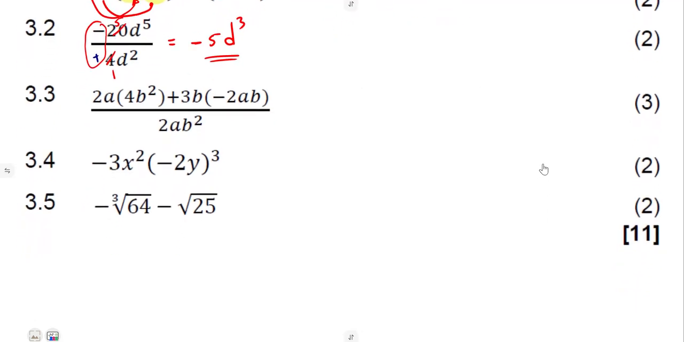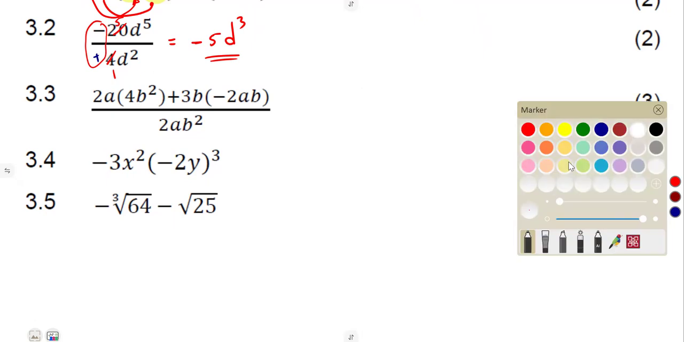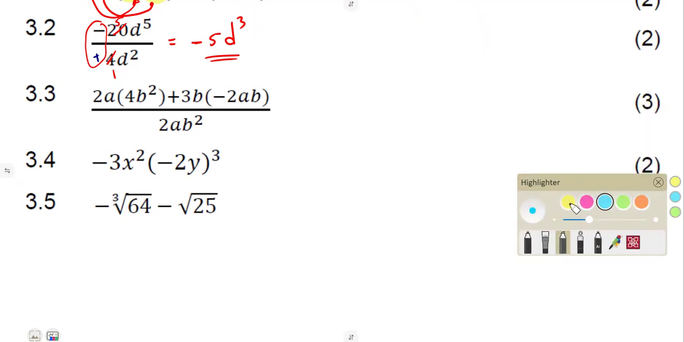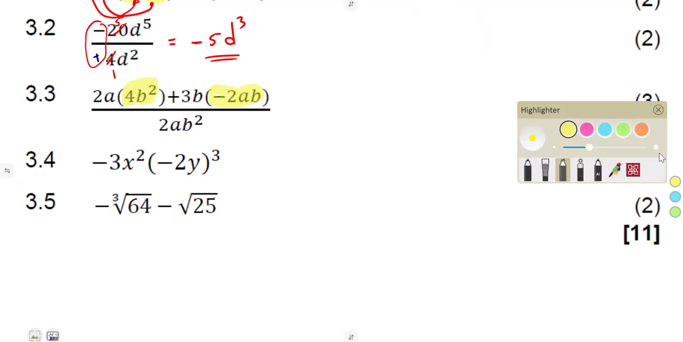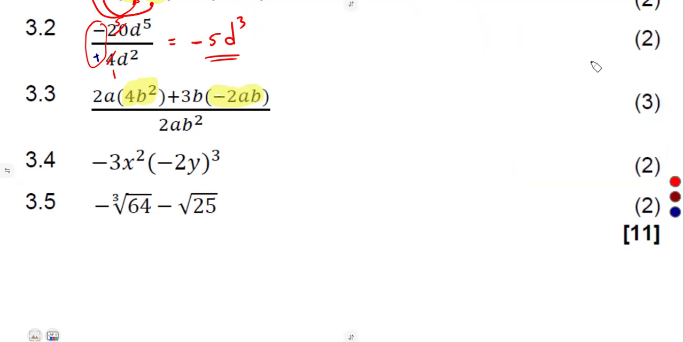Let us move on to question 3.3. We are given to simplify again. So it was a matter of expanding the brackets and also working with the signs. So there is a bracket, there is also a bracket here. But as we are to do so, we must also consider the signs when expanding or multiplying the brackets.